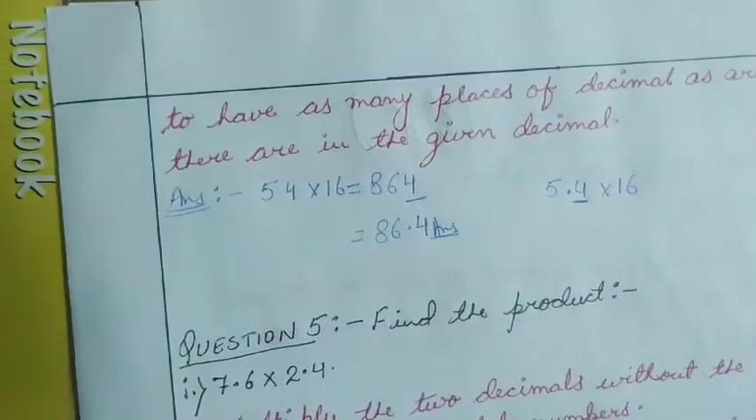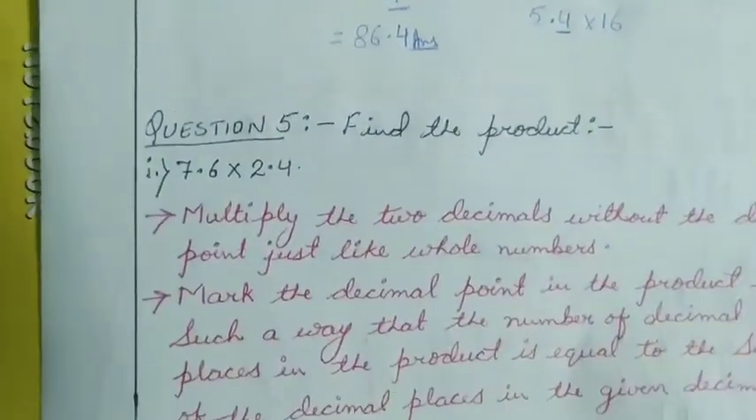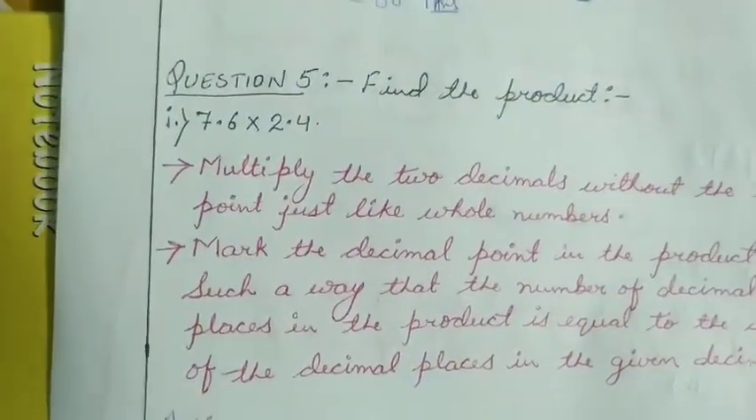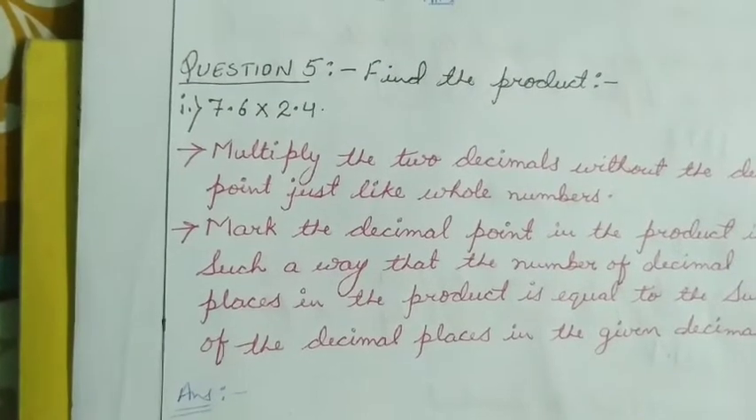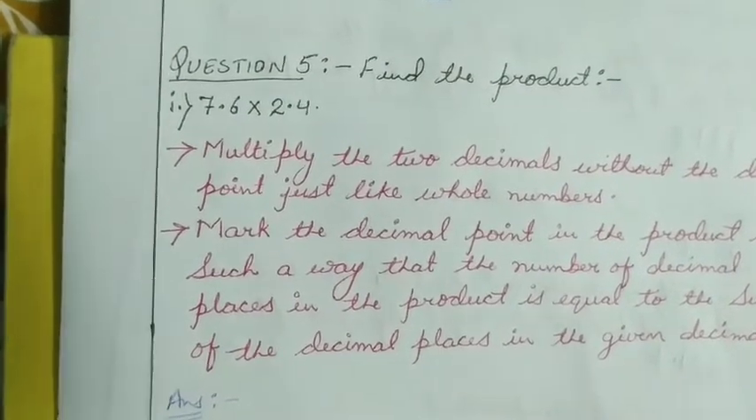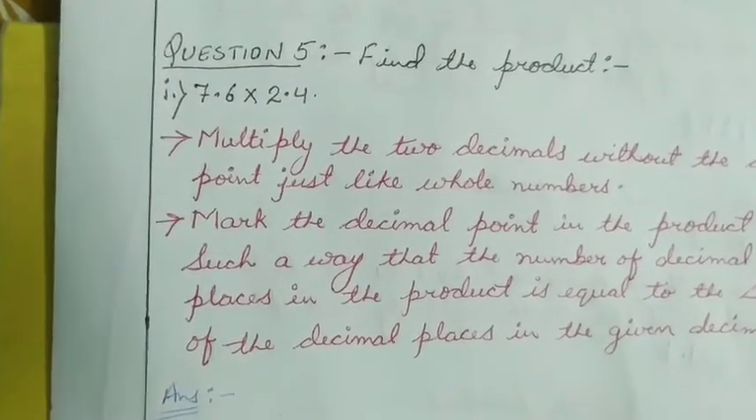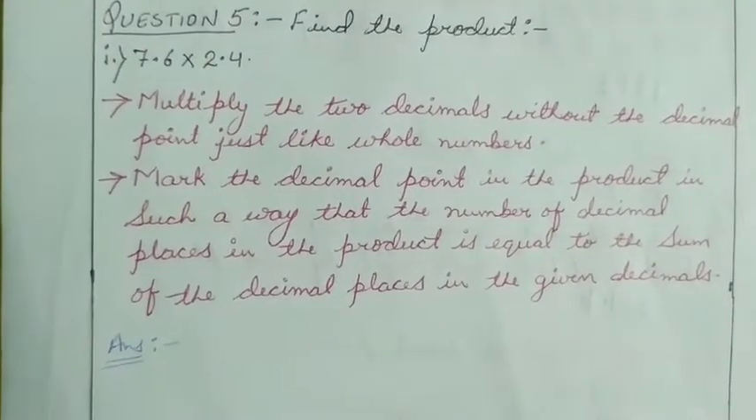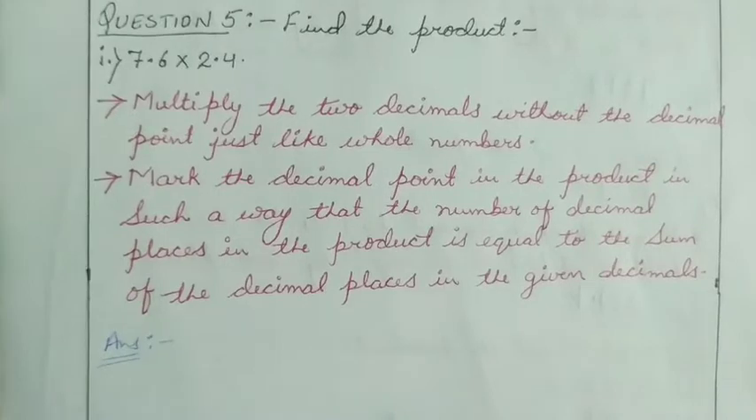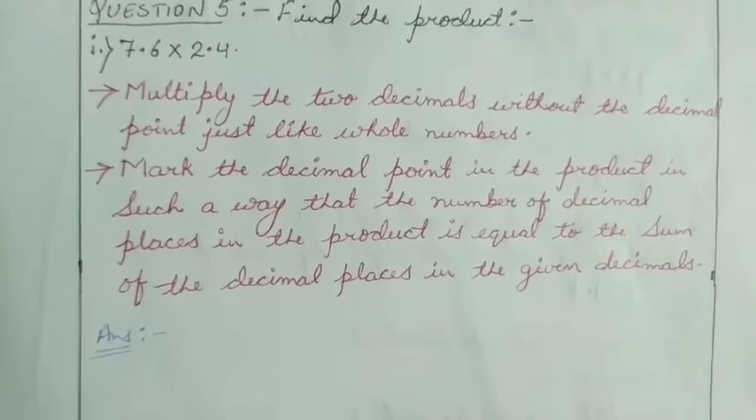Now come to the next question, number 5. Find the product 7.6 into 2.4. In this question you will notice that there is the multiplication of a decimal by a decimal number. So we will multiply the two decimals without the decimal point, just like whole numbers.